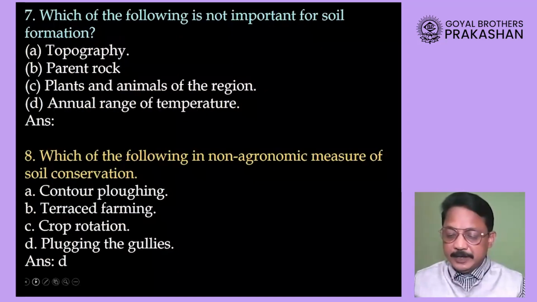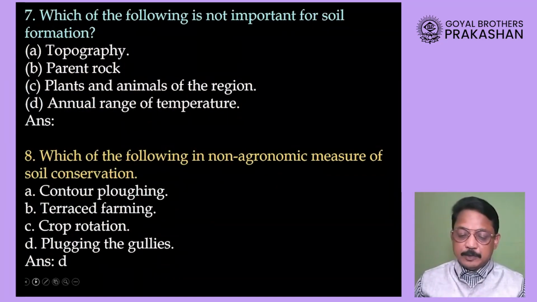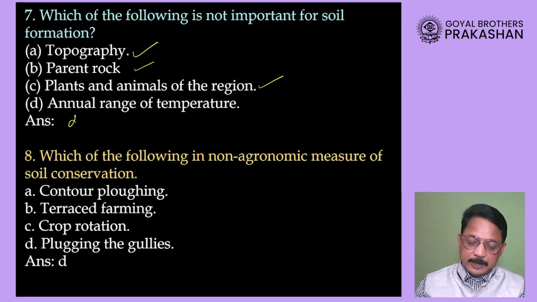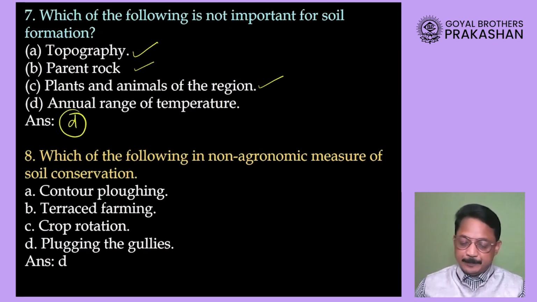Which of the following is not important for soil formation? Topography, that means relief feature, it is important. Parent rock, yeah, it is also important. Plants and animals growing in that region, this is also important. Annual range of temperature, that means maximum and minimum temperature difference, no, this is not required. So our answer will be D.